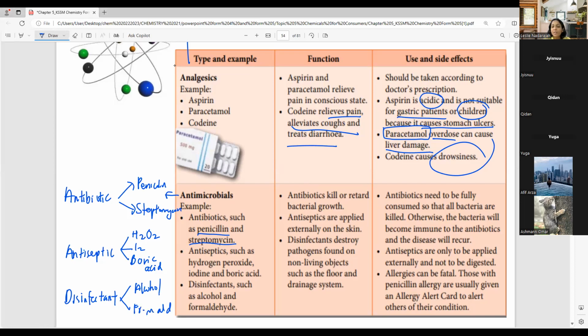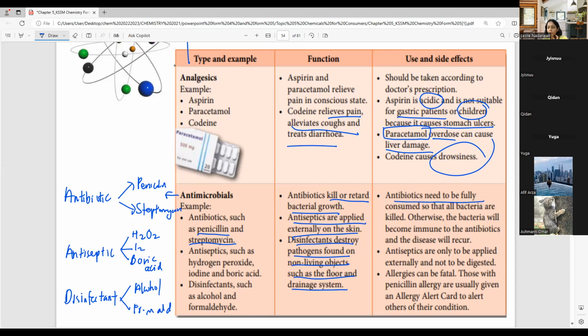So antibiotics kill or retard your bacterial growth. When you are sick, and the doctor does a blood test on you and sees your bacteria very high, then they will give you antibiotic. Antiseptics normally when you fall down and got a cut, you should put antiseptic on you. Disinfectant, I think you and I should know over COVID-19. We will destroy the pathogen on the floor and the drainage system.